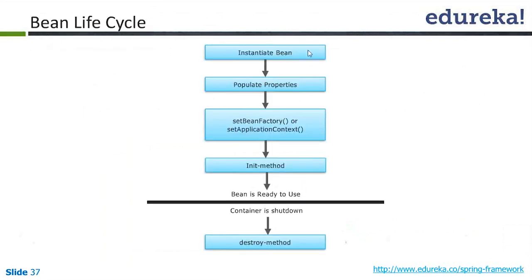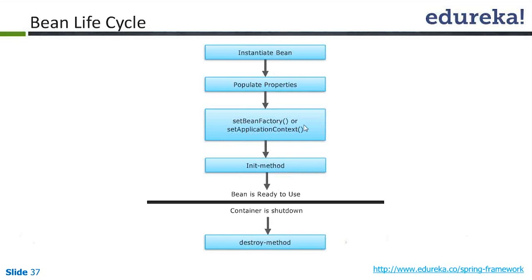Next, bean lifecycle. Here we have instantiation of the bean and populating the properties. Instantiation means creating the bean by calling its constructor. Assume the constructor is available and takes some properties. Populating the properties means that in the constructor, it will map the properties related to that bean with the arguments we passed. That is populating properties. Then set bean factory or set application context.